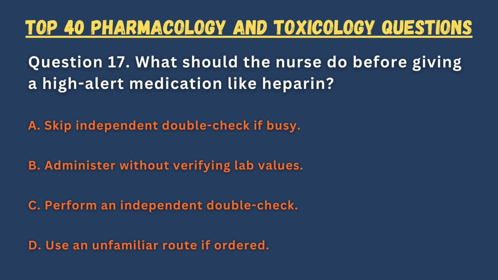What should the nurse do before giving a high-alert medication like heparin? A. Skip independent double check if busy. B. Administer without verifying lab values. C. Perform an independent double check. D. Use an unfamiliar route if ordered.